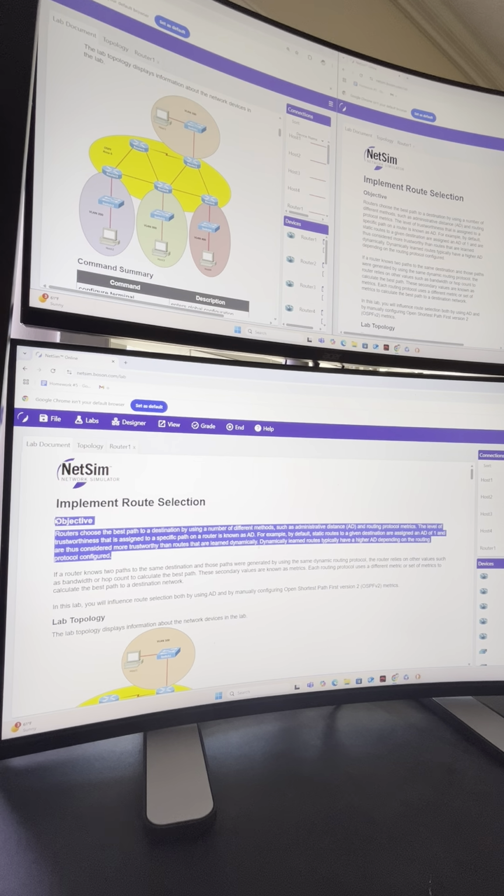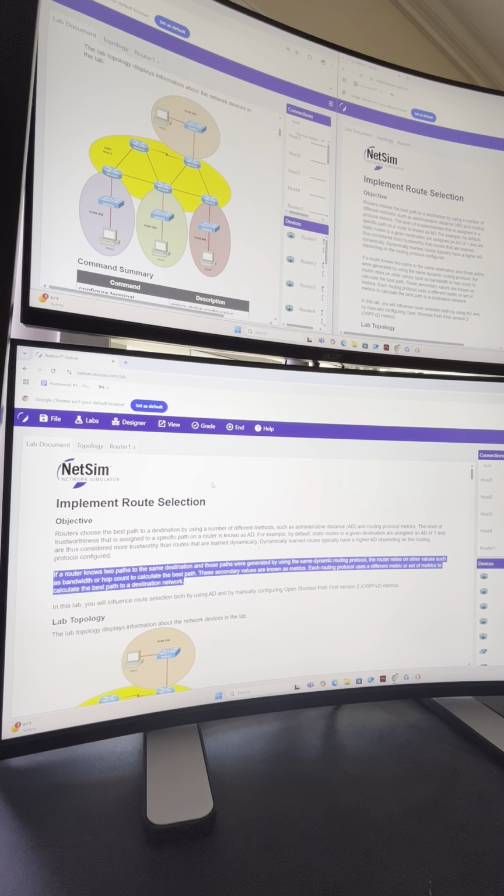It says, routers choose the best path to a destination by using a number of different methods, such as administrative distance, AD, and routing protocol metrics. The level of trustworthiness that is assigned to a specific path on a router is known as AD. For example, by default, static routes to a given destination are assigned an AD of 1 and are thus considered more trustworthy than routes that are learned dynamically. Dynamically learned routes typically have a higher AD depending on the routing protocol configured.